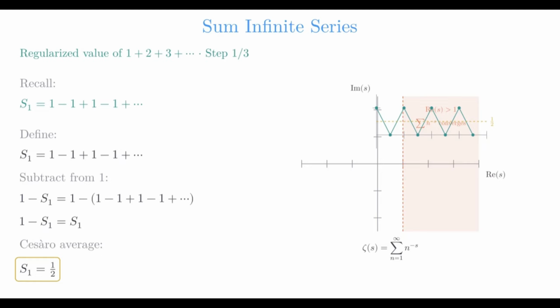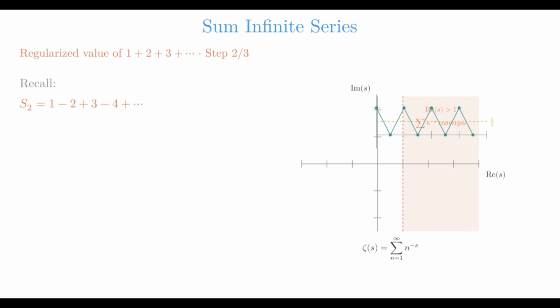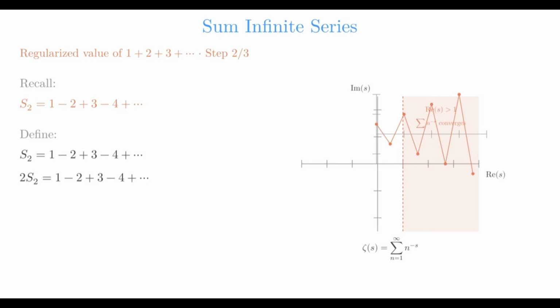Now we use S1 to evaluate a slightly more complex series. Step 2. Now consider the alternating series 1 minus 2 plus 3 minus 4, and so on. Let S2 be 1 minus 2 plus 3 minus 4, continuing forever. Write 2 copies of S2. Shift the second copy 1 position to the right and add term by term. 1. Then -2 plus 1, then 3 minus 2, then -4 plus 3. The result is exactly S1, which is 1/2, so S2 equals 1/4.